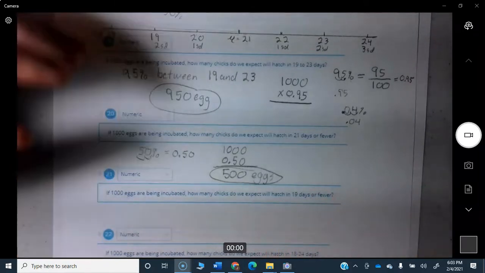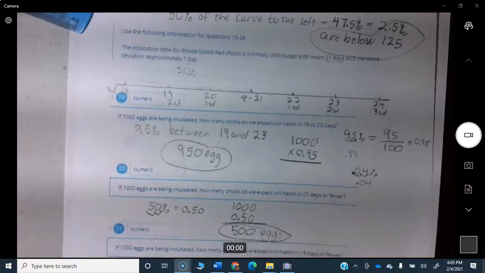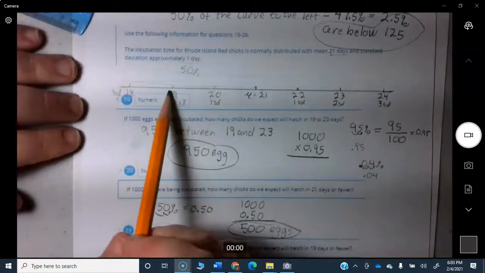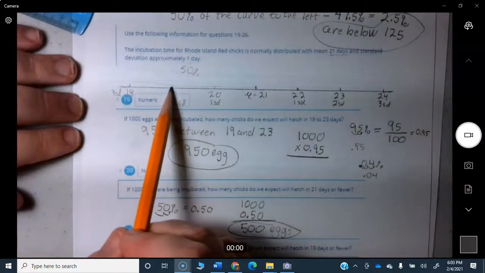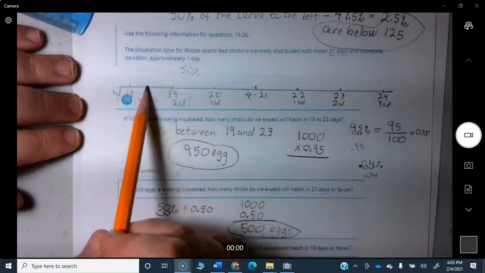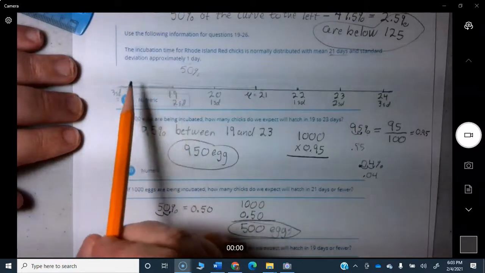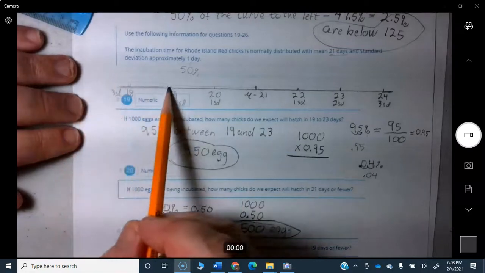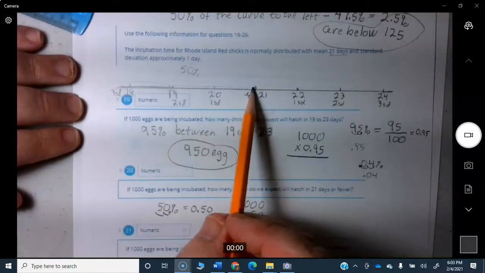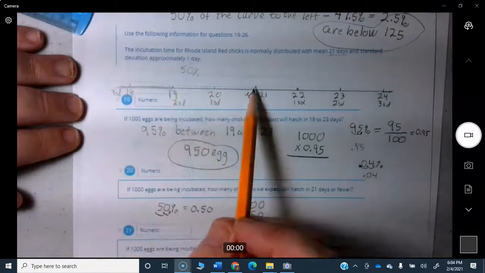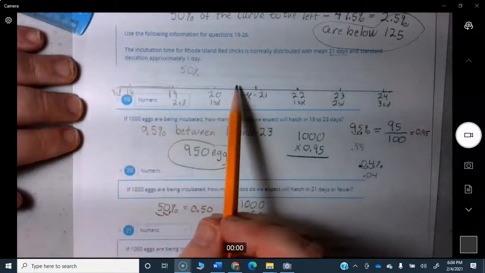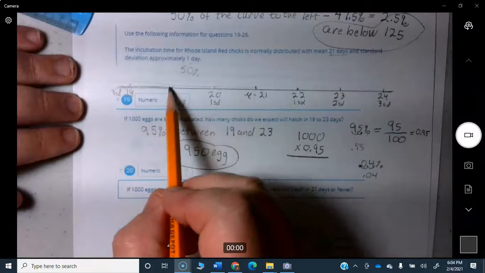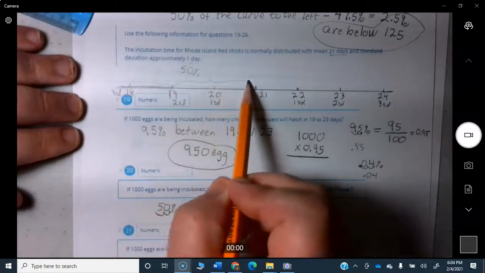Okay, if 1,000 eggs are being incubated, how many chicks do we expect to hatch in 19 days or fewer? Okay, so 19 days is way out here. It's 2 standard deviations, so we expect everything on this side of 19. That's 19 days or fewer. 19 days, 18 days, and then everything less than 18 days. So we know that this is 50% from the mean all the way to this side of the curve. And we know that this in here is 2 standard deviations.